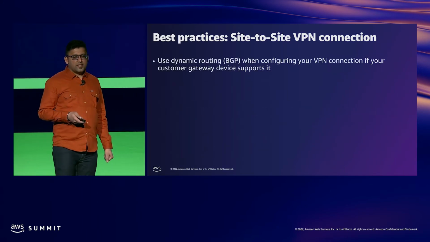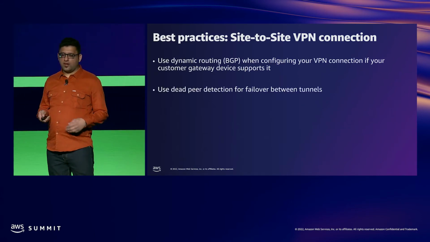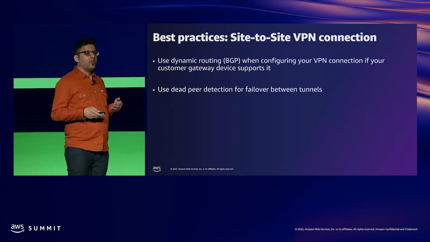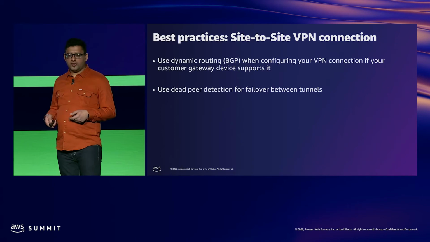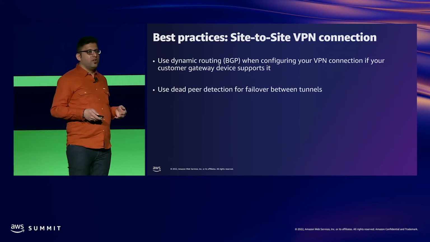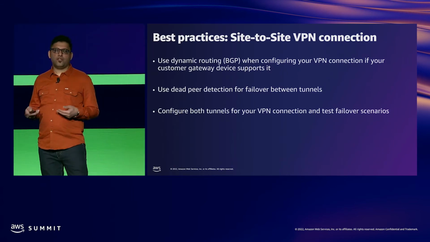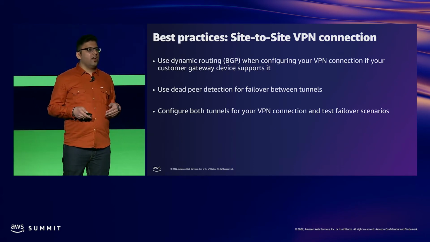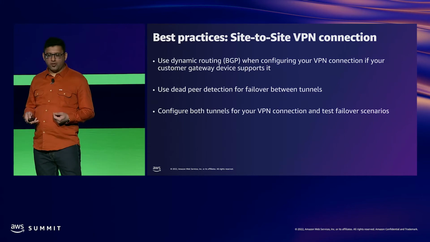Some other best practices: if your customer gateway device supports dynamic routing, you should use BGP for your VPN configuration. We also recommend you use dead peer detection in order to fail over between the two tunnels. As a best practice, you should configure both of your tunnels for your VPN connection and test these failover scenarios. If you have configured a single VPN tunnel for your VPN connection, we will notify you about that.